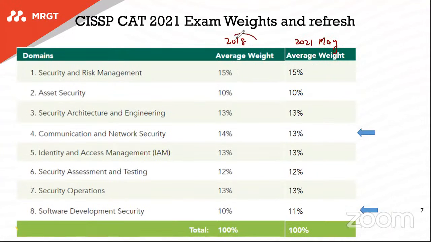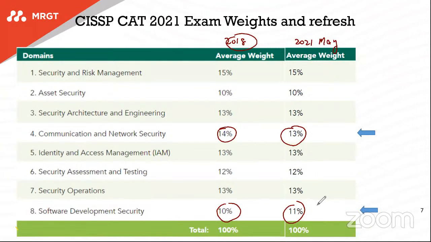So this was the old pattern, in which the weightage was designed the way it's written over there. As you can see, there are only two places where differences have been added. We have one domain which has been moved from 14% to 13%, and the other domain is software development security, in which the remaining 1% has been added. So we have a very little difference.